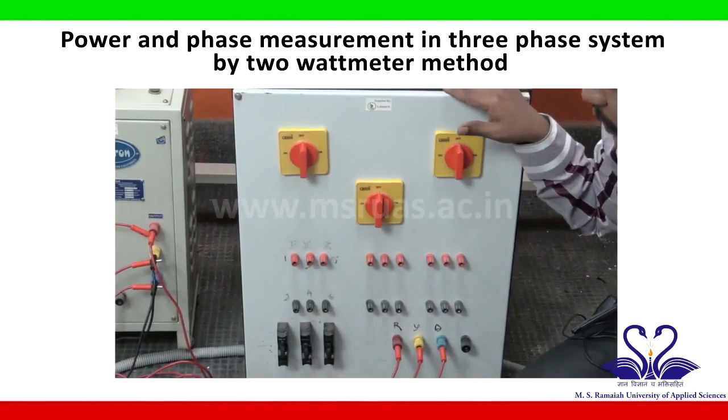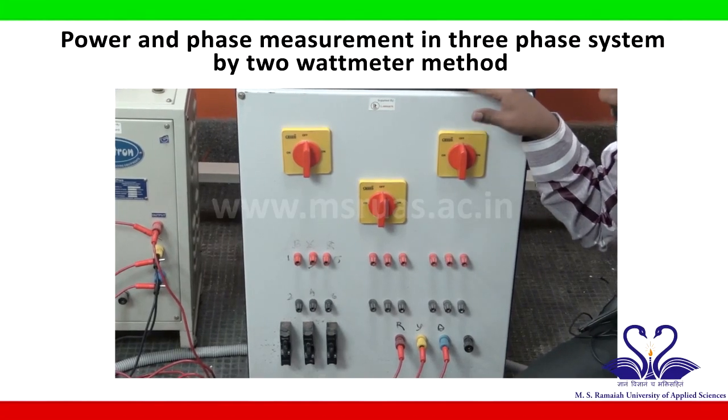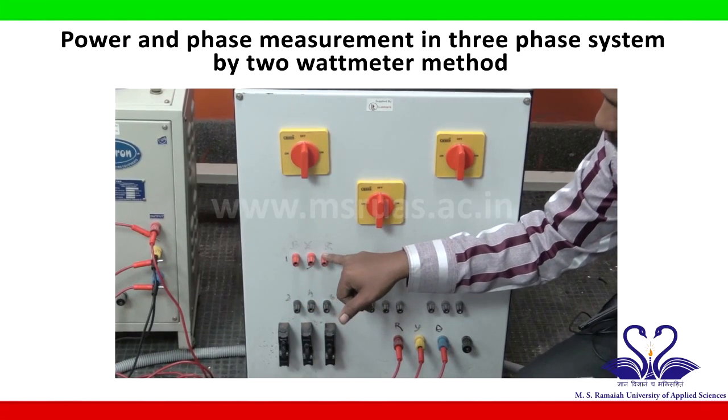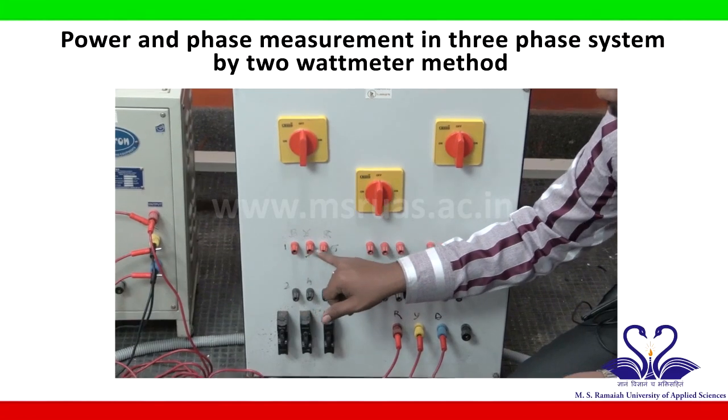This is the 3-phase resistive load. It consists of 3 individual loads. You can use any one load, and this is the first load. Each load consists of 3 terminals: R terminal, Y terminal, B terminal.